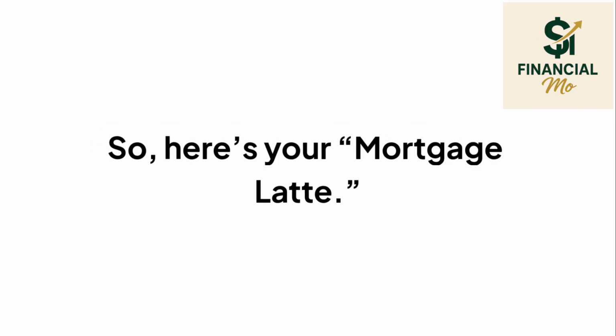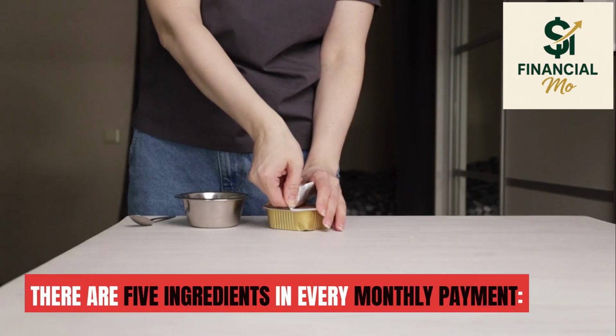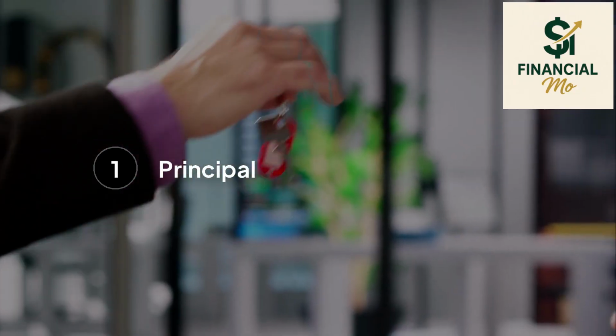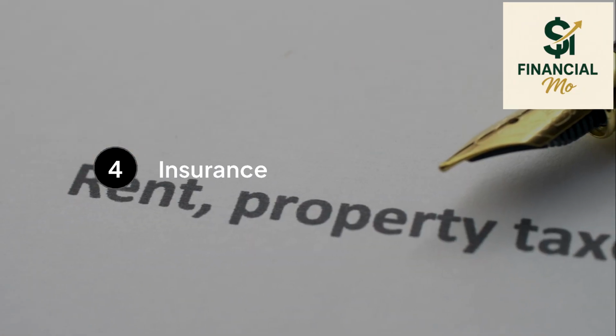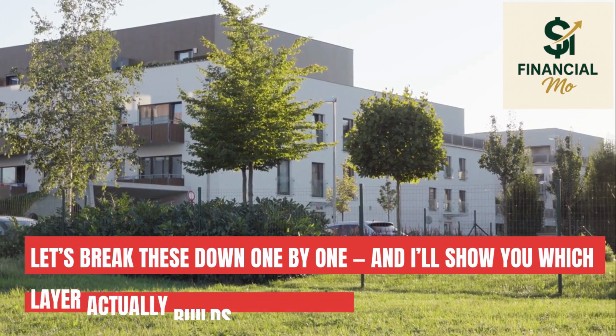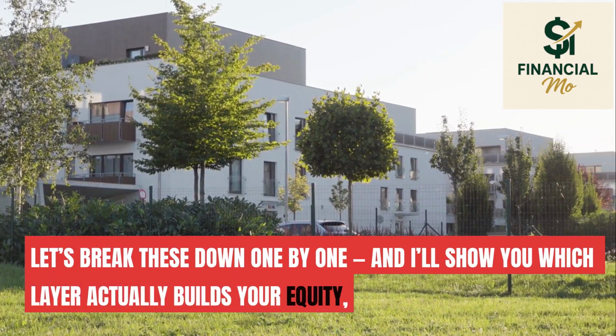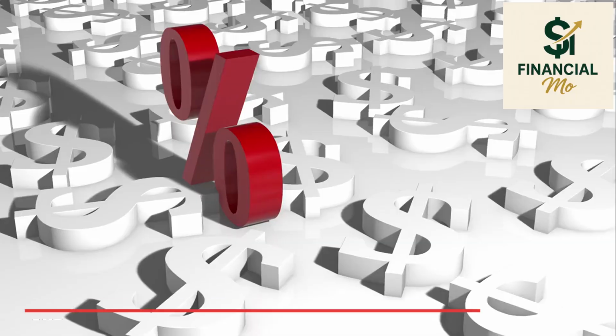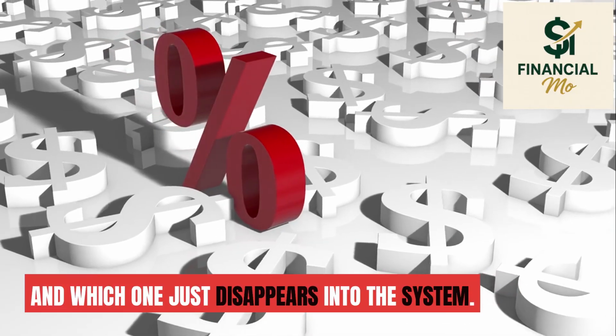So here's your mortgage latte. There are 5 ingredients in every monthly payment: principal, interest, taxes, insurance, association fees, if you have them. Let's break these down one by one, and I'll show you which layer actually builds your equity and which one just disappears into the system.